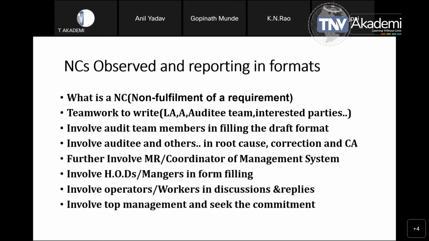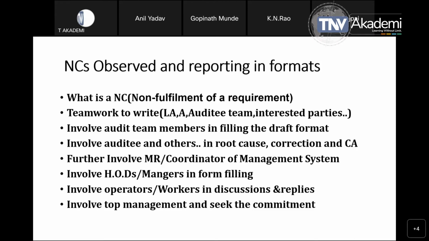So let's go further to NC is observed when reporting in formats. We have understood earlier, I'm again repeating. What is NC? Non-fulfillment of a requirement. Means what? Non-fulfillment of the requirement of 9001 clause 4.2.3 or clause 5.3, or their own standard operating procedure to handle the customer, or their own general observation of entry exit point into the company. They all make a difference, and senior auditors will always catch that.